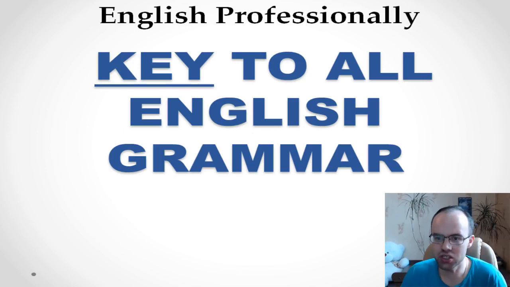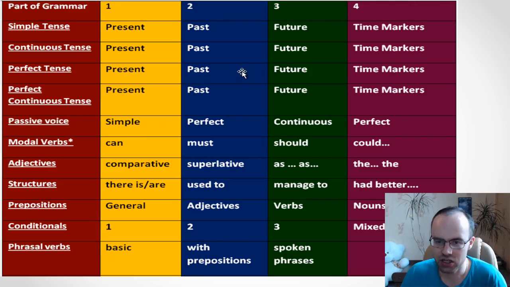So it's called Key to All English Grammar. It'll help you understand how you can learn English grammar really effectively and what you need to start with. Okay? So if you look at this table, you see that the first column is called Part of Grammar. You see the most important parts of grammar you need to know and some useful explanations and details in the next columns.